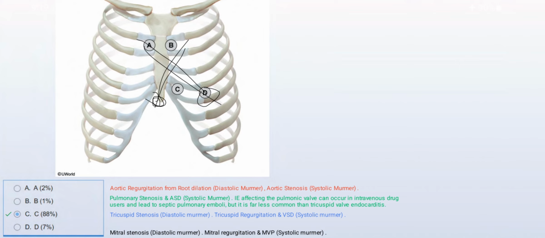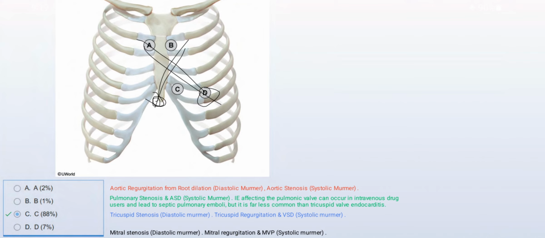And one more thing is, though Staph aureus in IV drug abusers can cause pulmonic stenosis, that is not that much common, right? So that's why I have written it. Infective endocarditis affecting the pulmonic valve can occur in IV drug users and lead to septic pulmonary emboli, but it is far less common than tricuspid valve endocarditis, right?